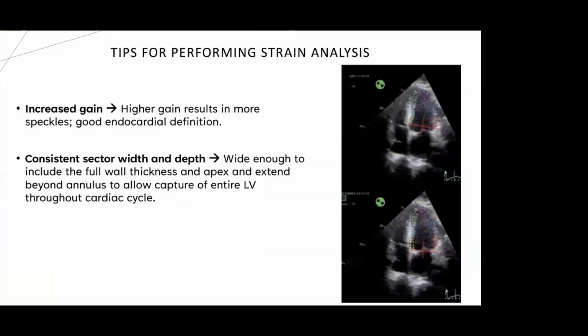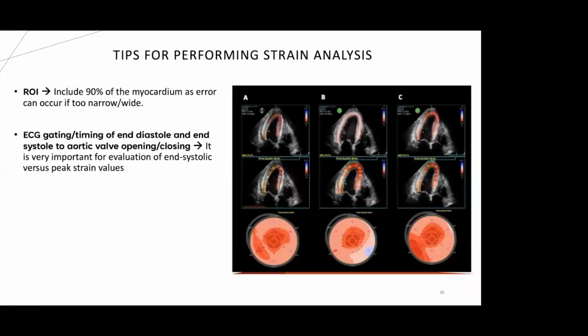So how do we optimize our strain analysis? Number one, we can increase the gain. Higher gain gives us more speckles, better endocardial definition. Number two, we want to make sure our sector width and depth is consistent. We want the sector to be wide enough to include the full wall thickness and the apex and extend beyond the annulus. So when the LV is moving, we capture the entire cardiac cycle. The heart rate has to be almost the same.